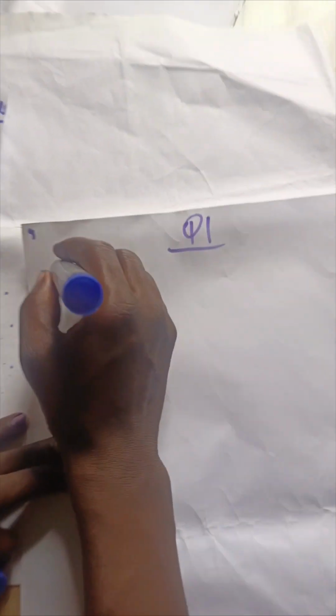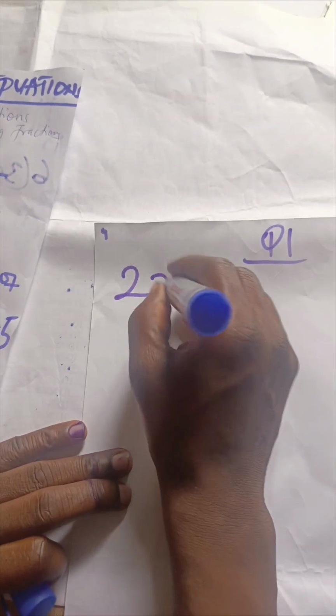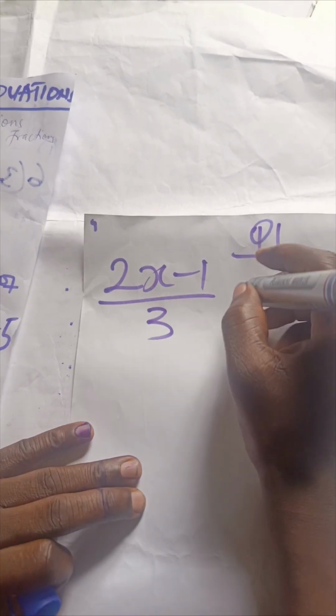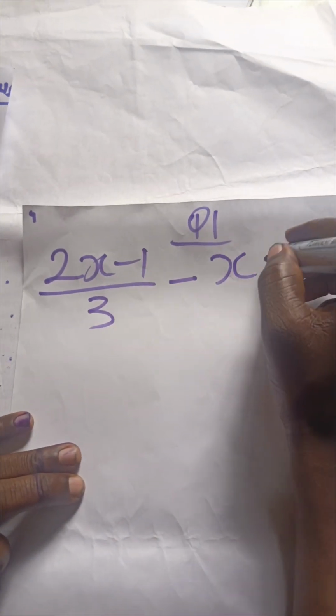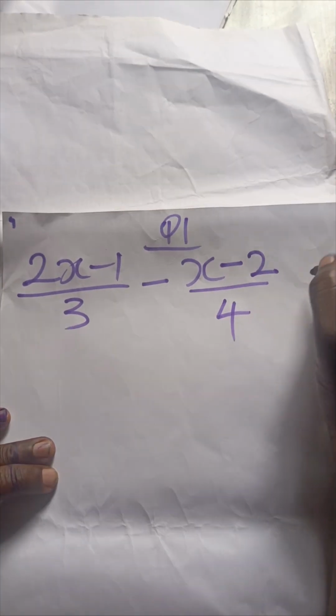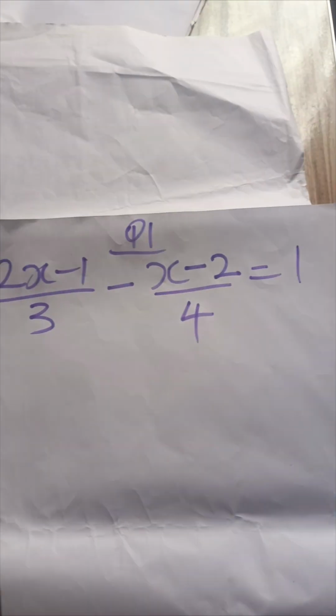Question 1. Question 1 is solve. We have to solve 2x minus 1 out of 3 minus x minus 2 out of 4 is equal to 1.